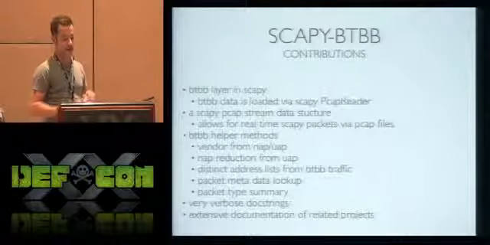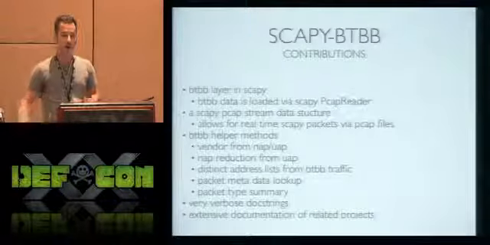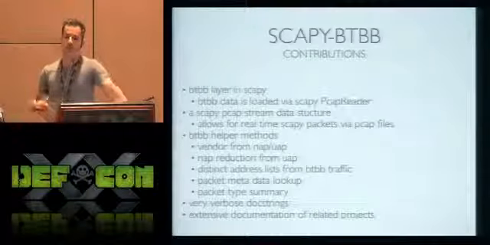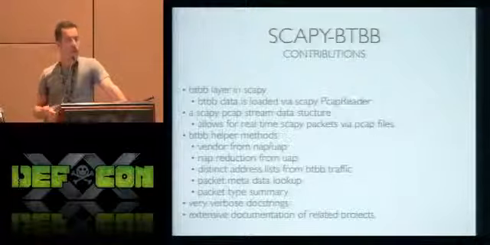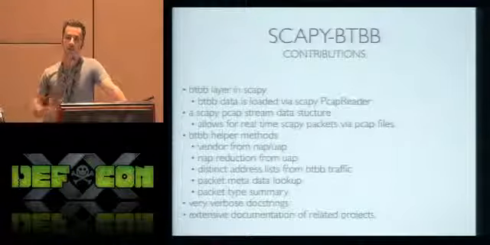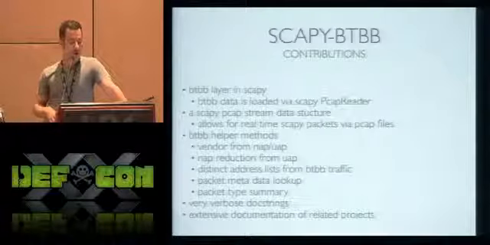So the first thing I did, a lot of times when we're going through this data, we want to see all the unique Bluetooth addresses we saw within a data set, right? So I have helper methods in there that will give me a unique list of all Bluetooth addresses found within this traffic that I'm viewing.